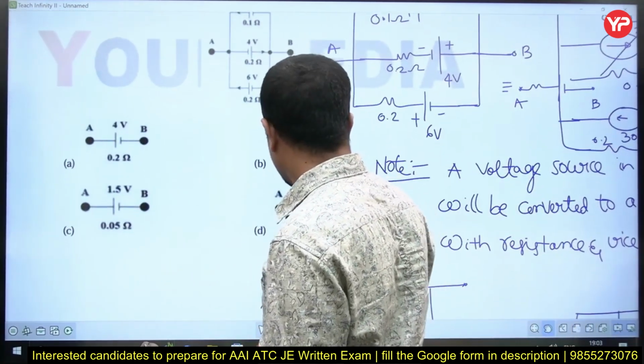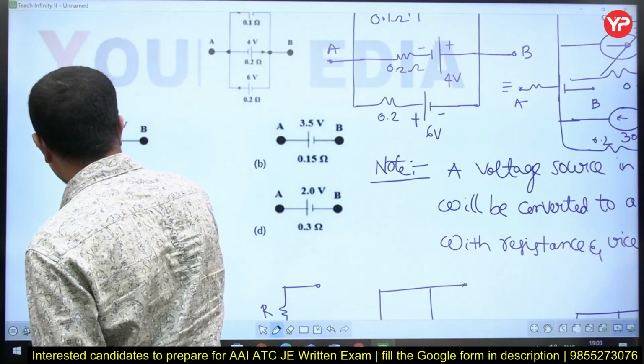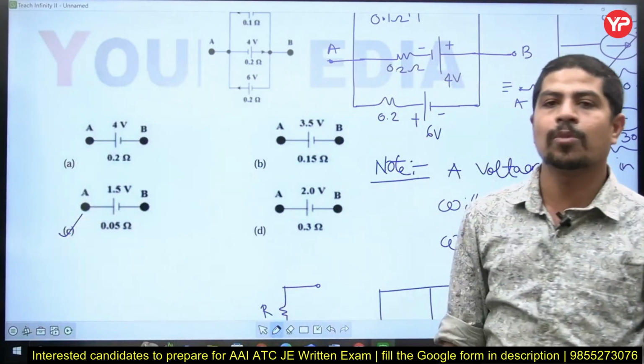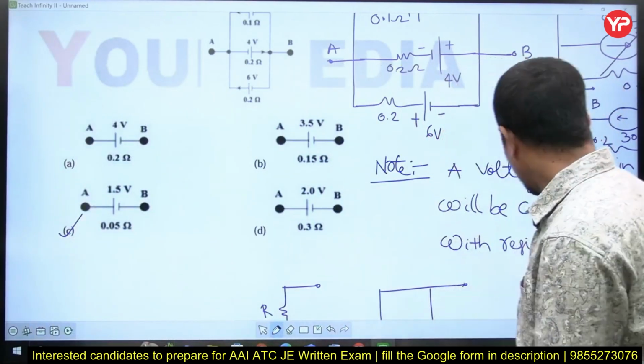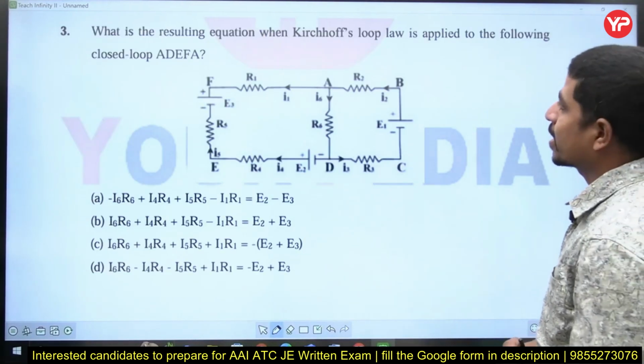1.5 and 0.05 ohms. Option C is perfectly suitable for the given question. Option C for Chennai, right? Let us go for the next question.